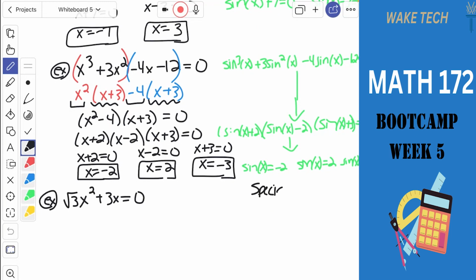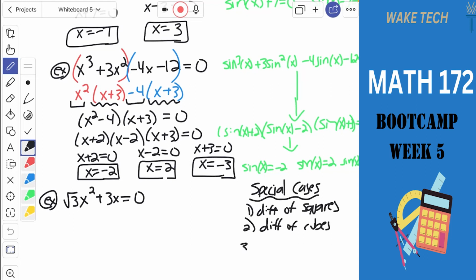I'll jot those down real quick. Last week, we reviewed difference of 2 squares. We reviewed difference of cubes. And we reviewed sum of cubes. So if you have 2 terms, checking to see if one of these 3 special cases applies is a good idea.